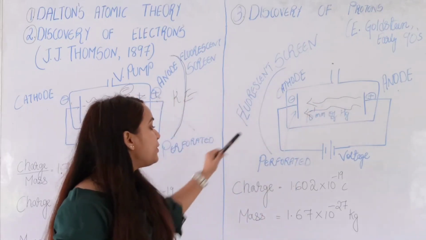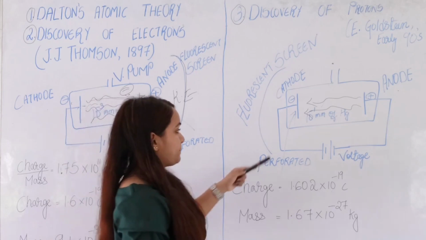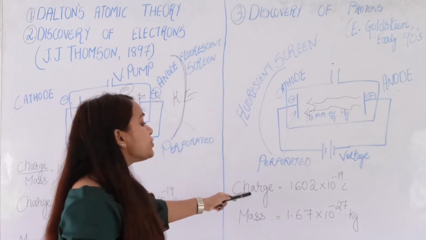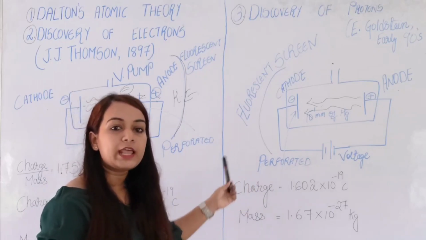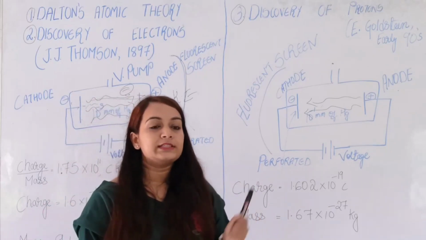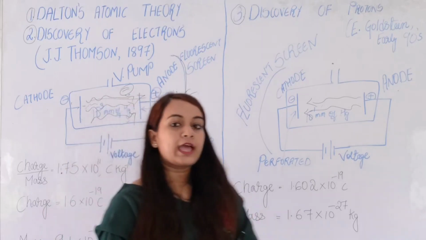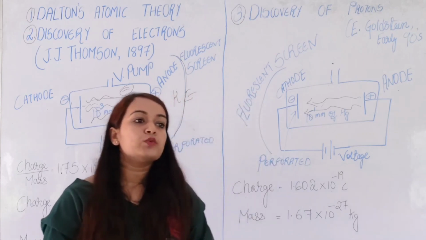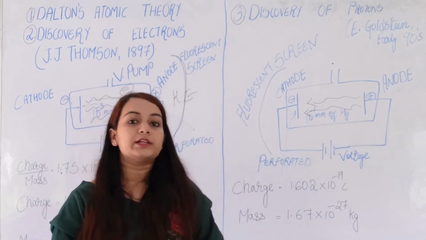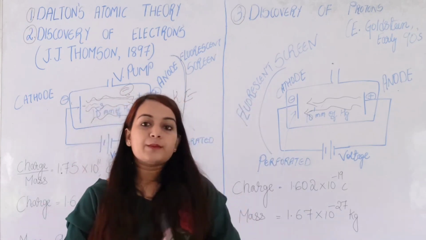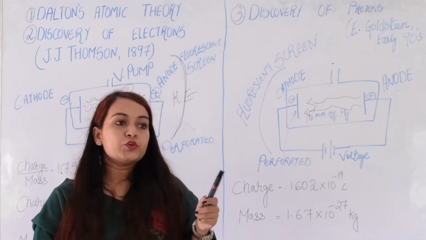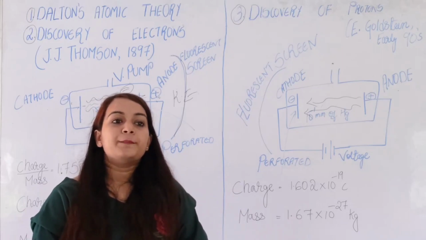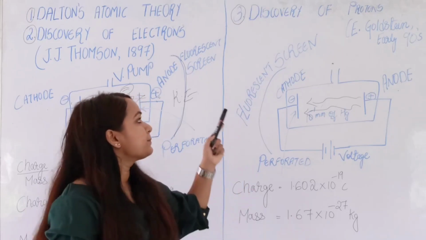So from this experiment, the charge of the proton was calculated, and the mass was also calculated. The charge was found to be the same in magnitude as the charge of the electron. The only difference was in their sign. That means the electron had a negative sign and the proton had a positive sign. So this is how the first two subatomic particles were discovered by J.J. Thomson and E. Goldstein. If you Google it, you will find that protons were discovered by Rutherford, but the main person behind the scenes is E. Goldstein.